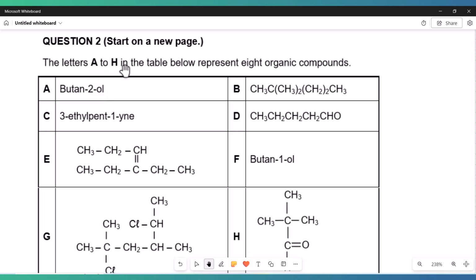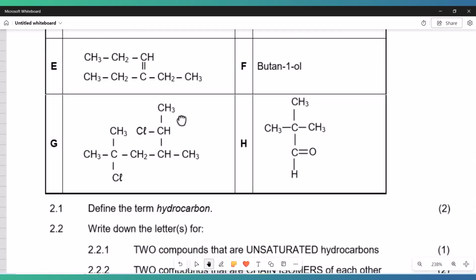Okay, that was question 1. So here we go to question 2, which is multiple choice. Yes, question 2, May, June 2024. The letters A to H in the table below represent 8 organic compounds A, B, C, D, E, F, G, and H, okay? Define the term hydrocarbon. So what's a hydrocarbon, guys? Hydrocarbons, we know they are what? Hydrocarbons, they are organic compounds, okay?